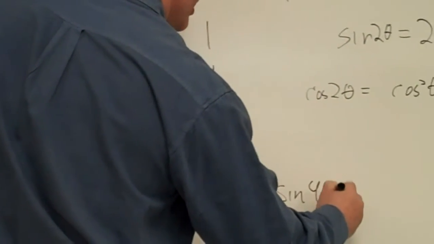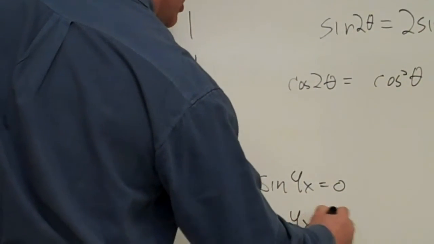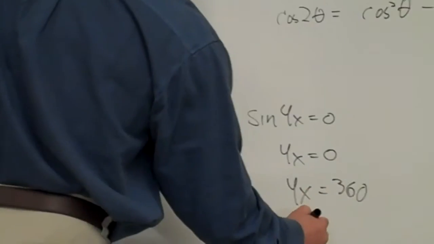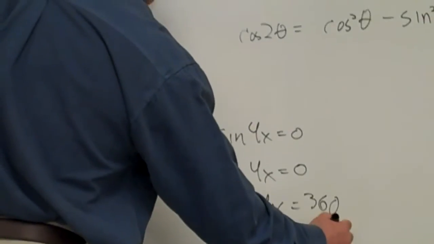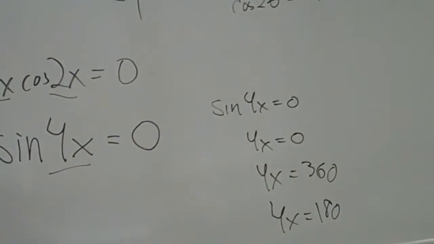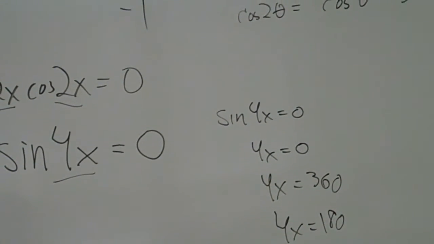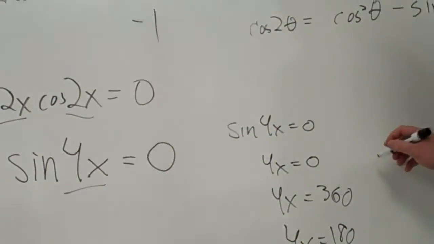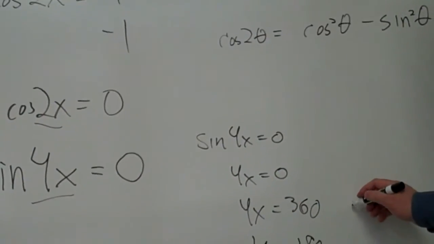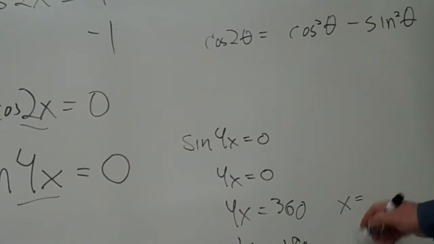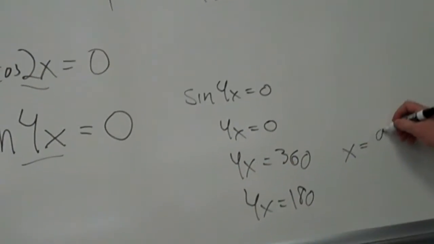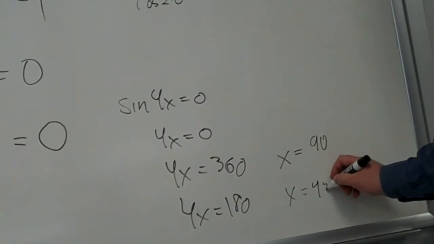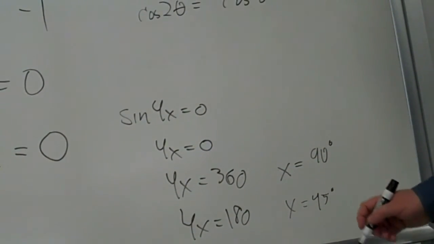Sine 4x equals 0 when 4x equals 0, and when 4x equals 360, and when 4x equals 180. Remember on the unit circle, those are all the places where y equals 0. So you can look at your chart: 0, pi, and 2 pi. And then 360 divided by 4 is 90. 180 divided by 4 is 45. So you just plug that back into the sine?